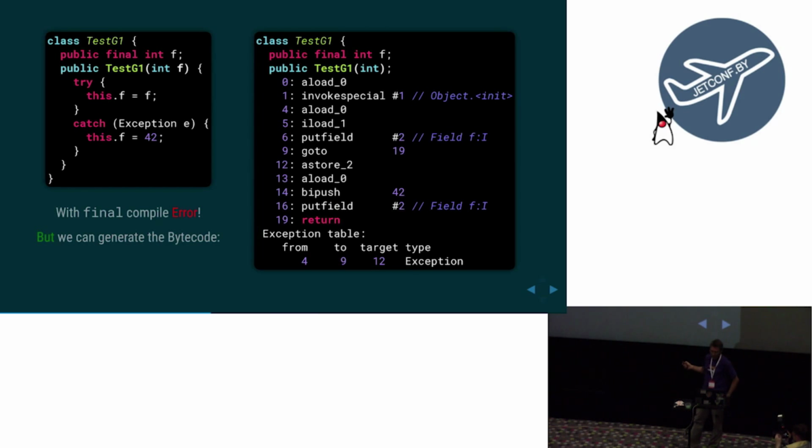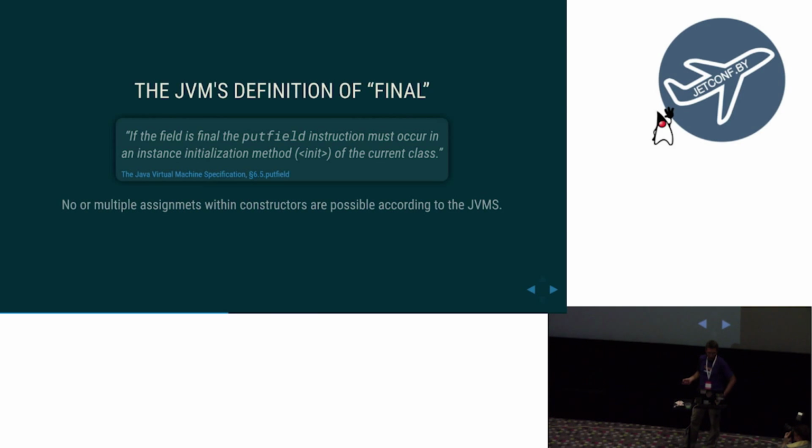to create such a class which has a final field int and initializes the field exactly like in this Java code, which wouldn't compile with javac. So this is legal because the JVM's definition of final is a little bit different from Java's definition of final. The JVM defines just the bytecode, the specification of the Java virtual machine and how the bytecode works, while the Java language has another specification. It's about the Java language.